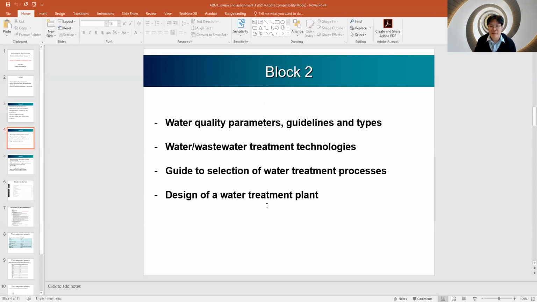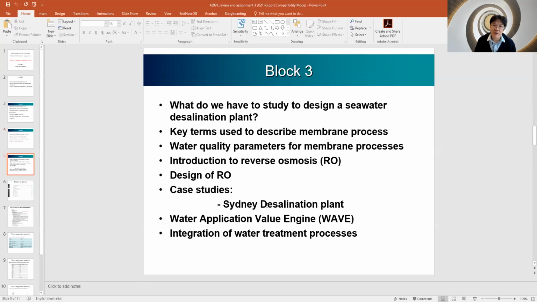And then just last week, we had block 2 assignment 2. So water quality parameters, guidelines, water and wastewater treatment technologies, guide to selection of water treatment process. So you designed the wastewater treatment plant comparing the conventional and membrane bioreactor advanced water treatment process, how much we save space, how much we save energy. So it was our assignment 2. So today, block 3, assignment 3 will be the main target.